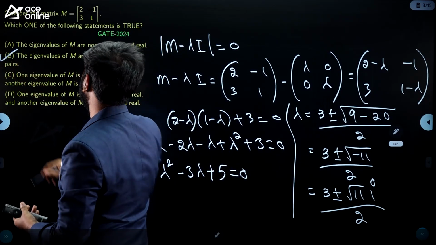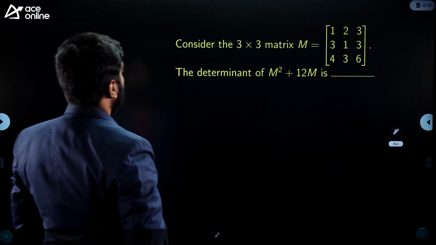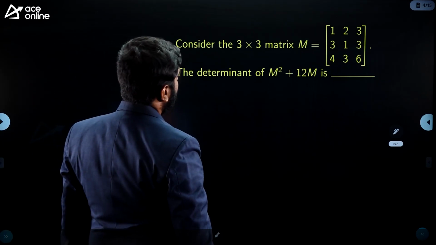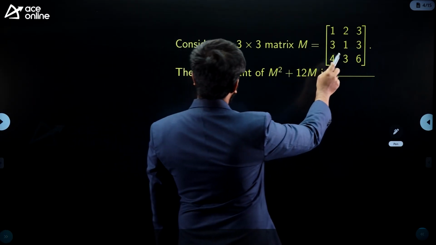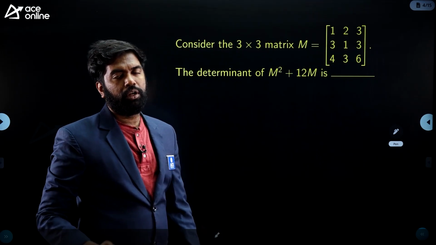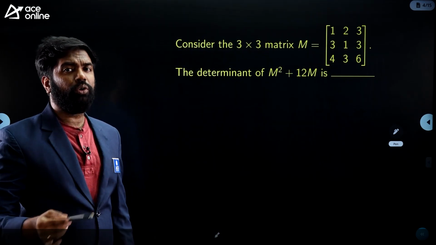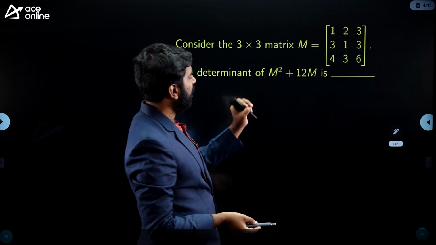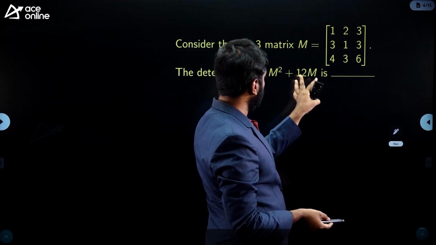This was a very simple problem. Now they gave a 3 cross 3 matrix M with these entries, and they are asking you the determinant of M square plus 12M. What you should not do is find this M square, or check what is 12M, or add them.